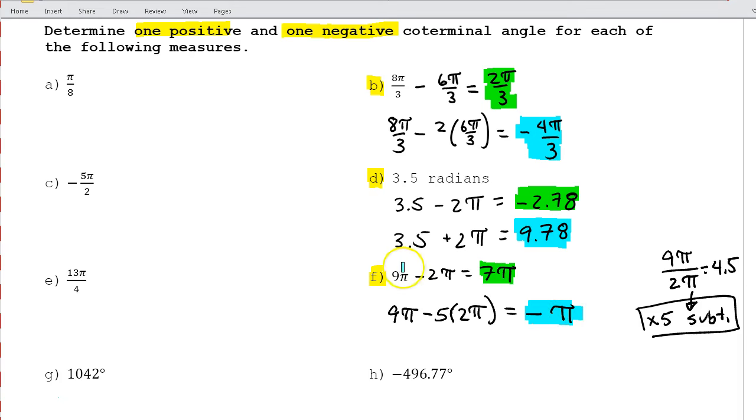Okay, so again, anytime you have an angle that's larger than 360 or 2 pi, figure out how much larger it is, and that will give you a clue on how many times you're going to have to subtract that full revolution. So as always, if you have any questions, make sure that you ask, and we'll see you in the next video.